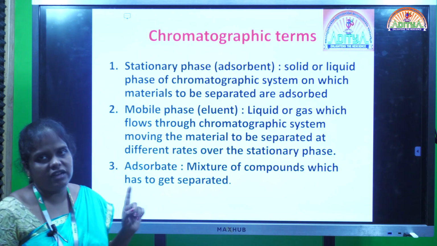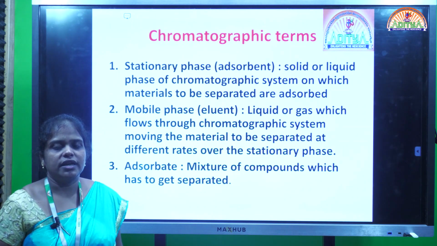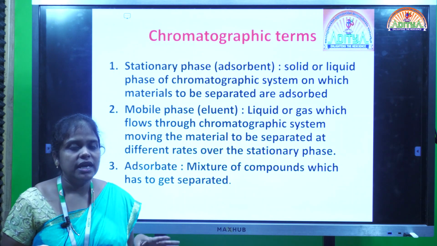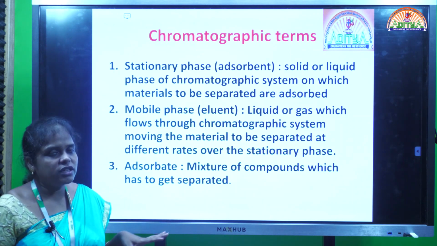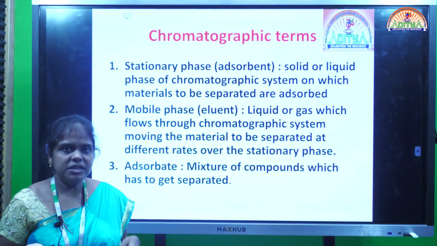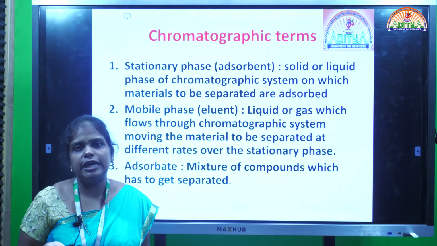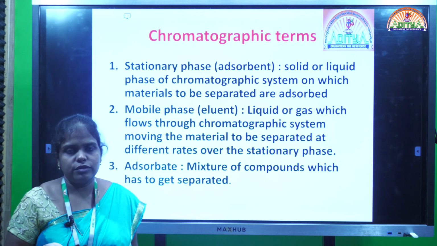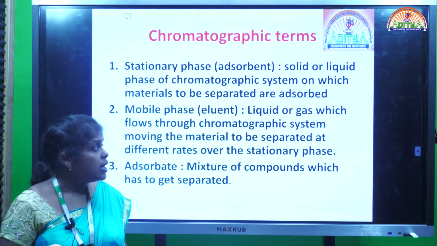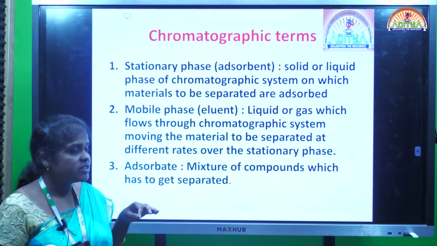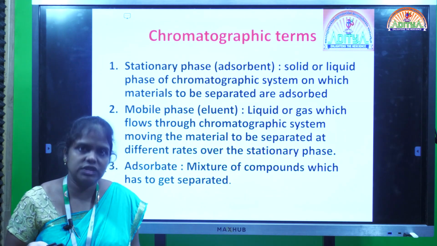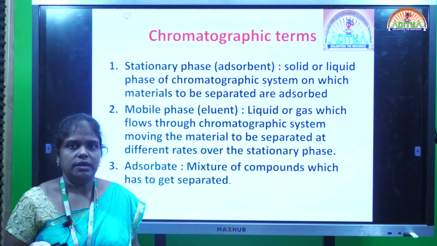Coming to the next one, the mobile phase. It is also called the eluent. In the name itself, mobile means movable. The mobile phase we use is either liquid or gas. That means we can use a gas mobile phase like helium, argon or hydrogen, and we can also use liquid mobile phases. This is the phase of the chromatographic system which flows over the stationary phase and makes the component we are going to separate move along with it.